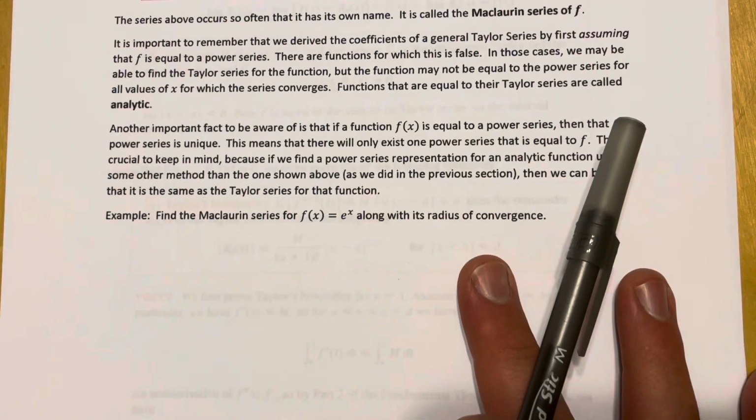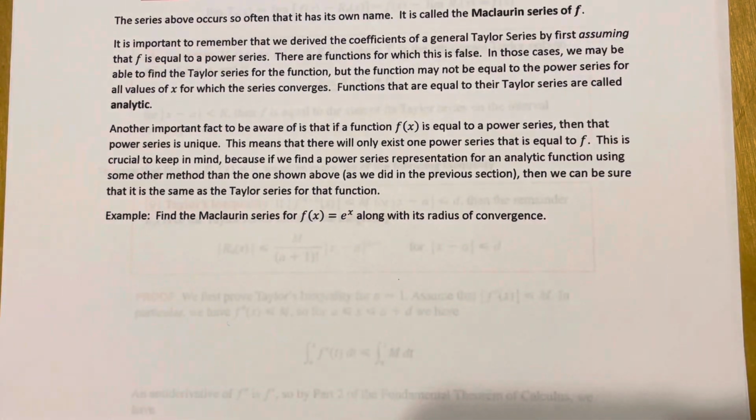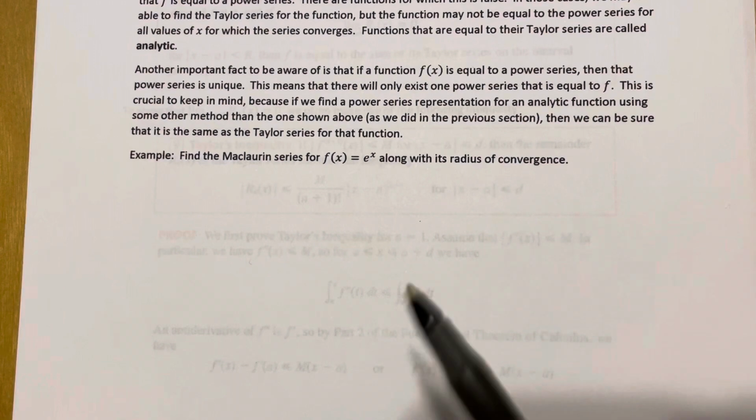The reason that's important is because now that we've introduced Taylor series, we've found more than one way of determining a power series representation for a function. What this result means is that if you find a power series representation using some other method, say like what we did in 11.9, then there's no need to go and find its Taylor series, because its Taylor series would give you the exact same coefficients. So we're going to keep that in the back of our minds as we go through all of this.